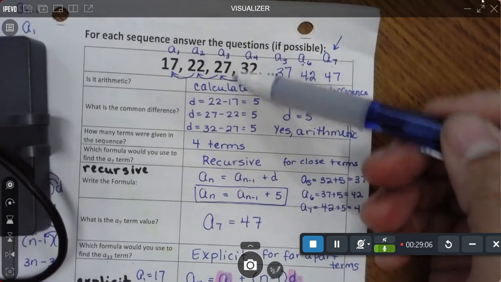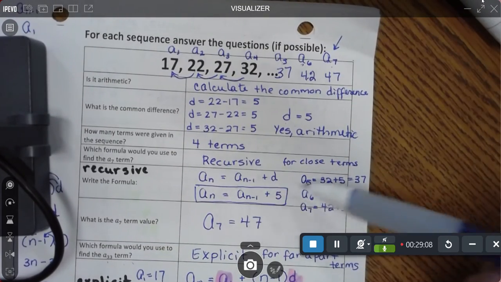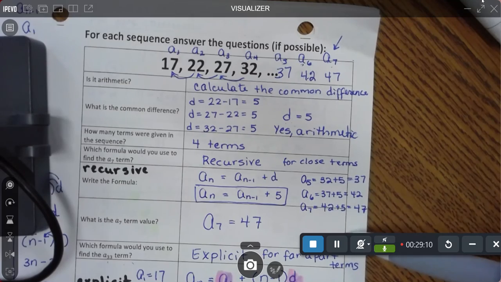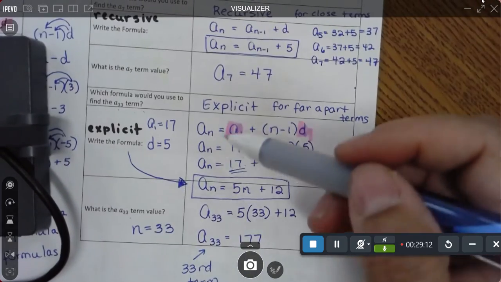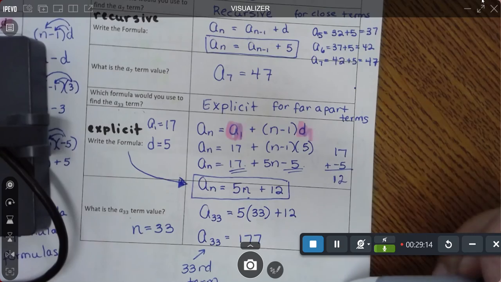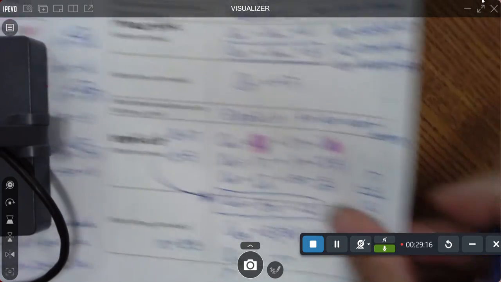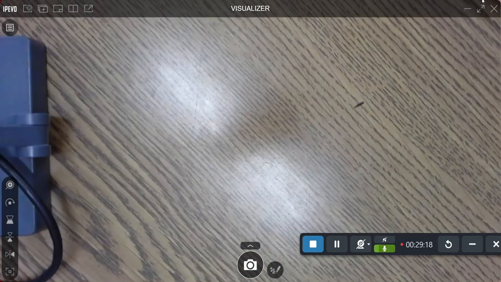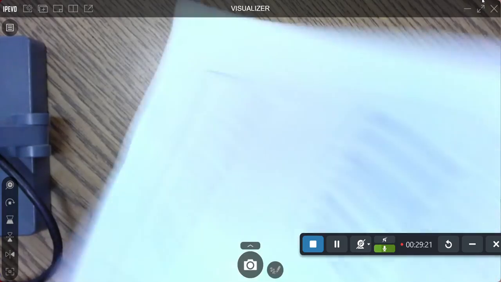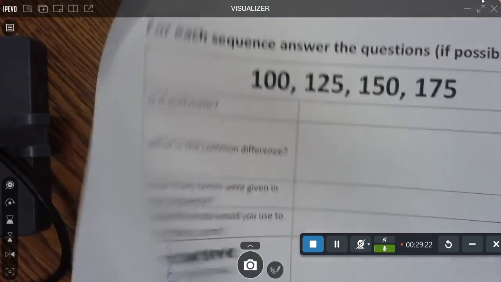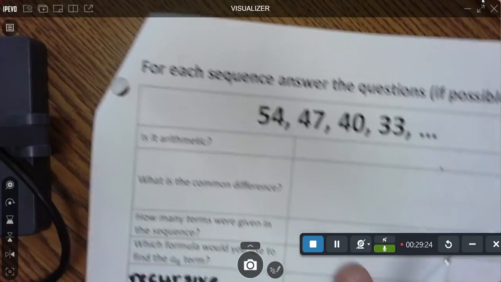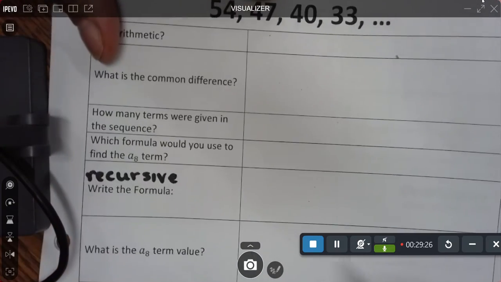All right, so let me recap. I showed you how to write a recursive formula and how to use it. I showed you how to write an explicit formula and how to use it. Yes? Lesson achieved. Look at that. Oh my gosh, let's do it again. What do you mean no? Don't be rude.